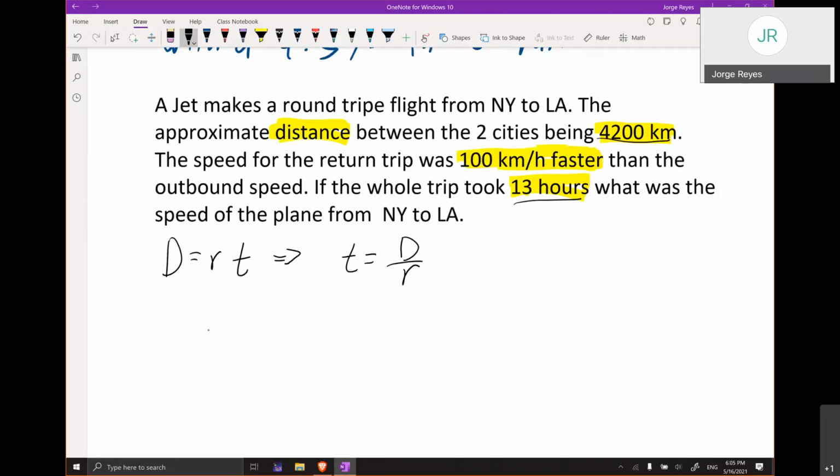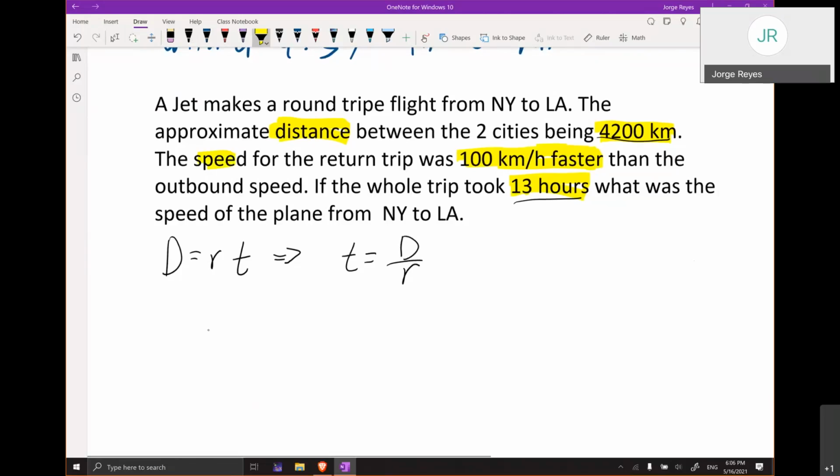Okay, so instead of distance equals rate times time, I'm going to set this up as time equals distance divided by rate. Our rate is code for speed, right? Kilometers per hour is our rate. So if we plug in, we know the trip took 13 hours, so that's going to go into the time slot, kind of like the last problem.